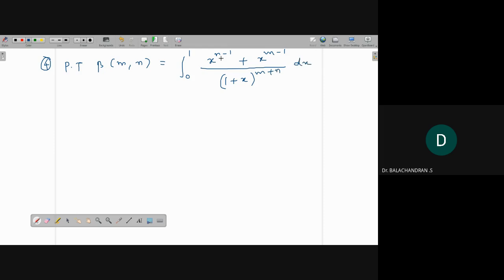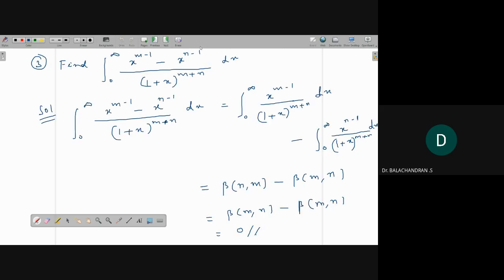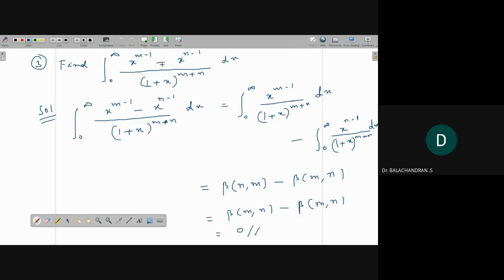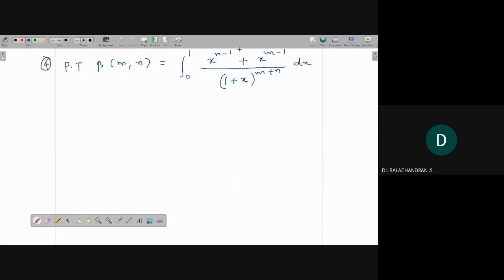So actually this problem is more or less very similar to the previous problem. But the only thing is you have the limit, what here? 0 to infinity, here 0 to 1. Okay, here you have a minus sign, here you have a plus sign. But these two problems are entirely different. Solution.